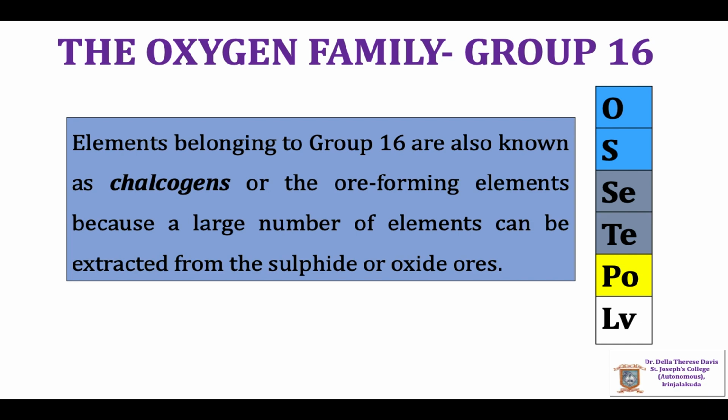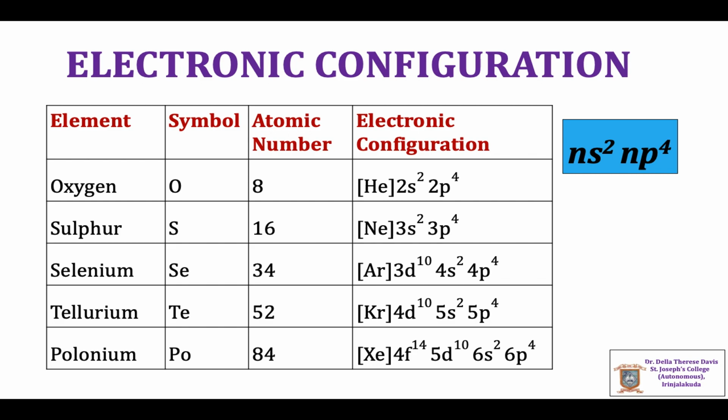This is because a large number of elements are found in their sulfide or oxide ore forms. The general electronic configuration of group 16 elements is ns2 np4. Oxygen with atomic number 8 has an electronic configuration of 1s2, 2s2, 2p4. Sulfur has the electronic configuration of neon plus 3s2, 3p4, and so on.